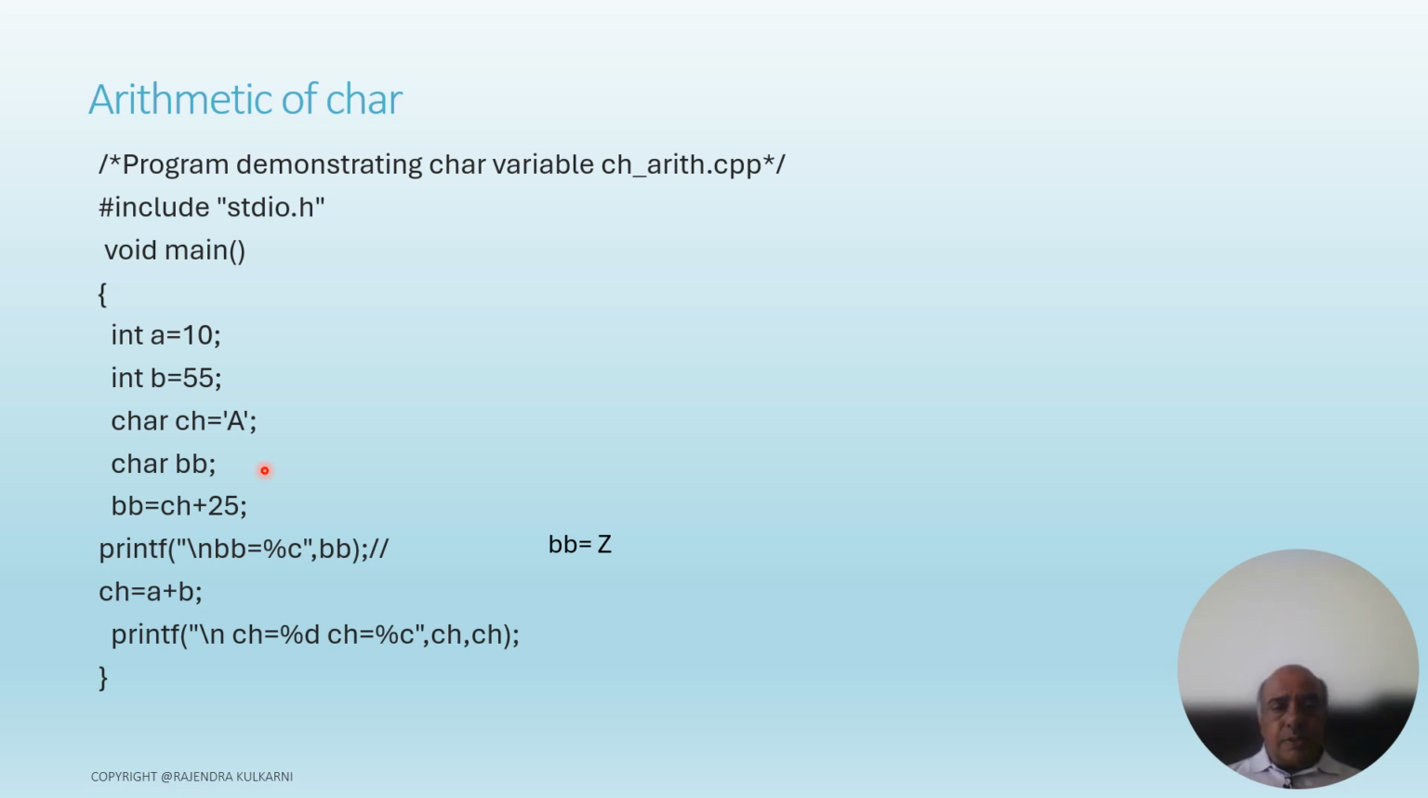The output will be bb is equal to Z, because 65 is the ASCII code for A, which is assigned to ch by the statement ch is equal to A. To 65 we are adding 25 and the resultant is 90. 90 is the ASCII value for capital Z. So the printf statement bb is equal to %c bb gives us a display of bb is equal to capital Z.